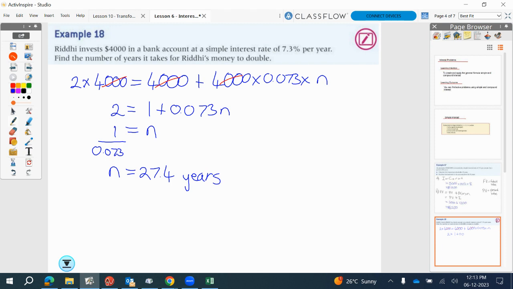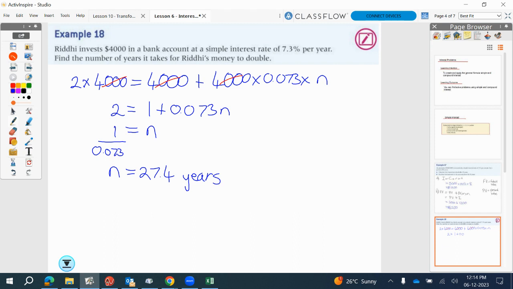Find the number of years it takes for Rudy's money to double. Now, it's 27 years and a bit more. We have to think this through. During the first year, in May of the first year, how much is in the bank account? 4,000. In November of the first year, how much is in the bank account? Still 4,000. It says yearly, not monthly.